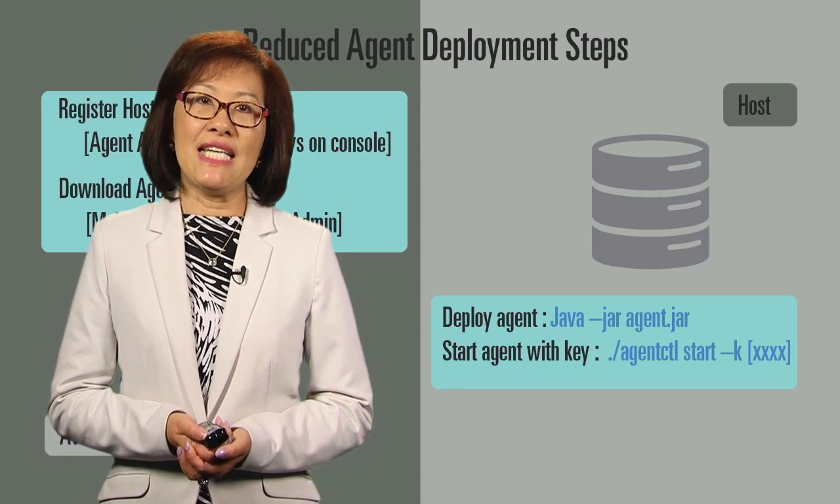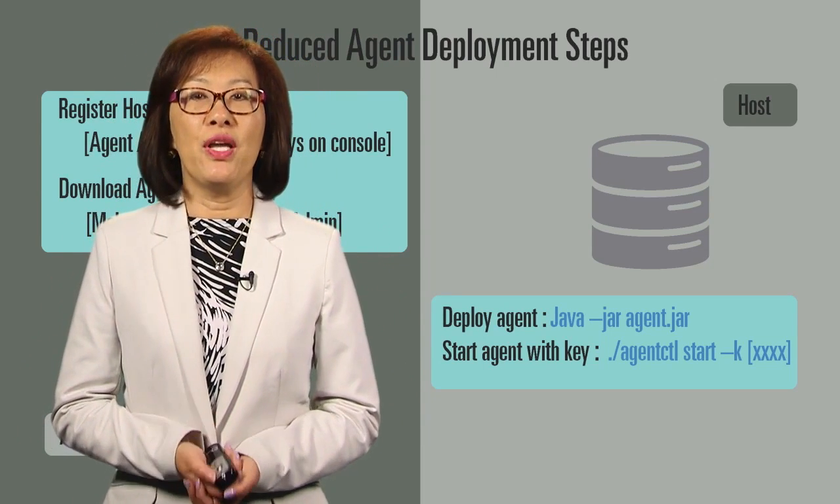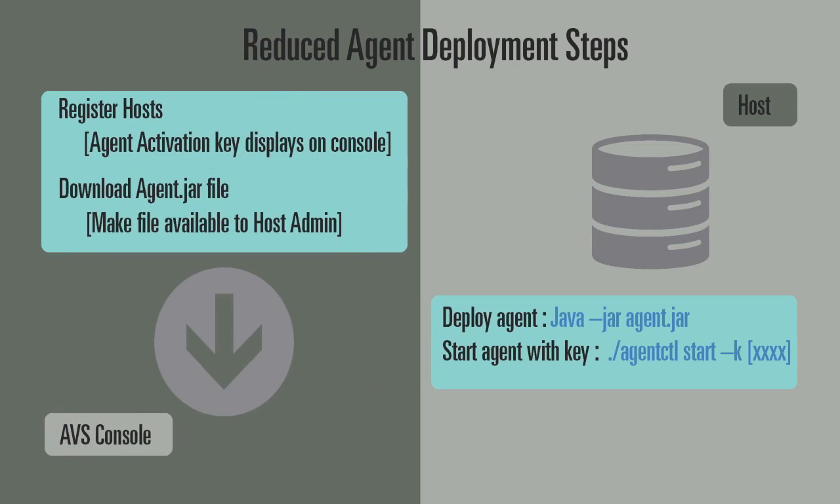For those who are new to AVDF deployment, now it only takes 4 steps to deploy your agent. First, from the management console, step 1, you register a host. When you're done, an activation key will be generated and displayed on the console. Step 2, click the Download Agent button, where a jar file will be downloaded to a location of your choice. This jar file contains all the agent library files. Make this file available to the host of your target location.